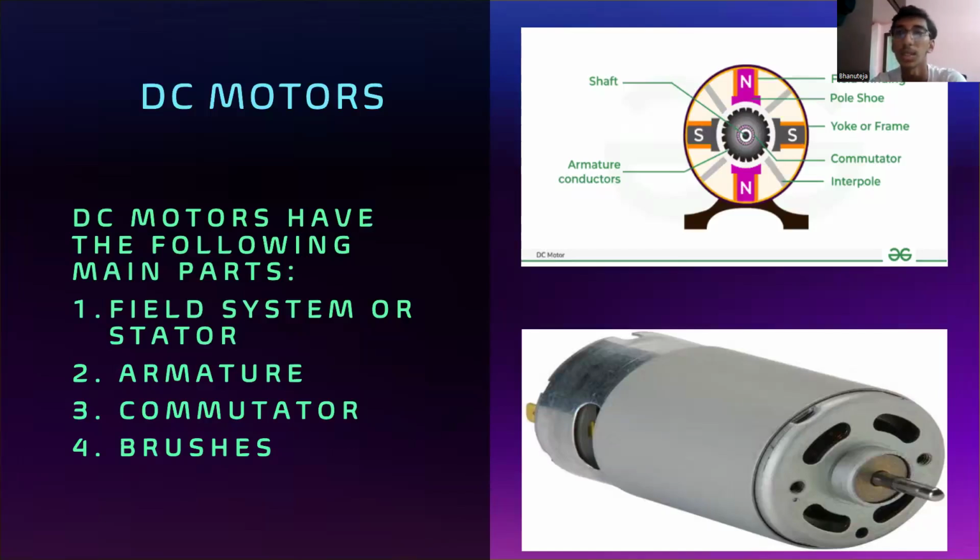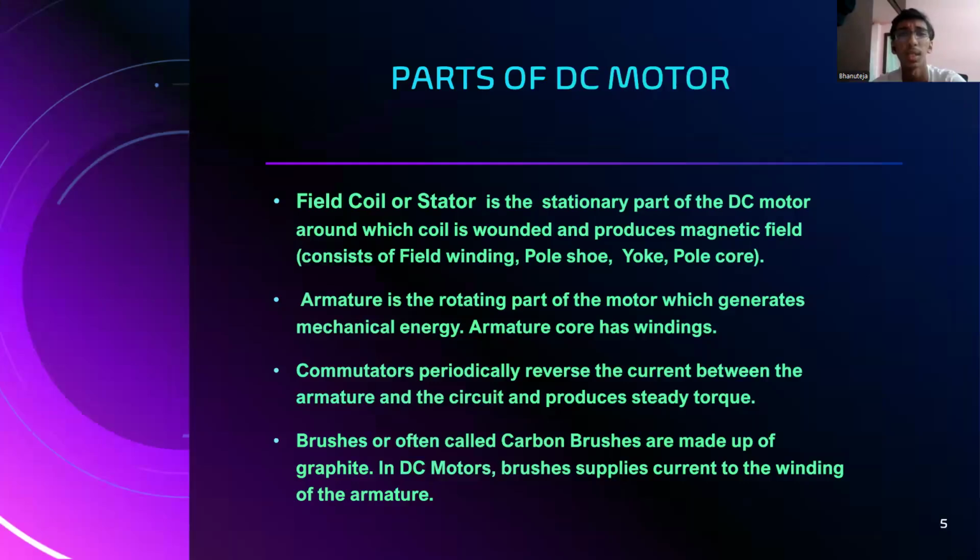DC motors, as you can see on the top right, have this construction. The main four parts are field system or stator, armature, commutator, and brushes. Down here on the right is an example of a DC motor in real life. So now let's discuss these parts of the DC motor. First, a stator. What is a stator? A stator is the stationary part of a DC motor around which a coil is wound and produces a magnetic field. It also consists of field winding, pole shoe, yoke, and pole core.